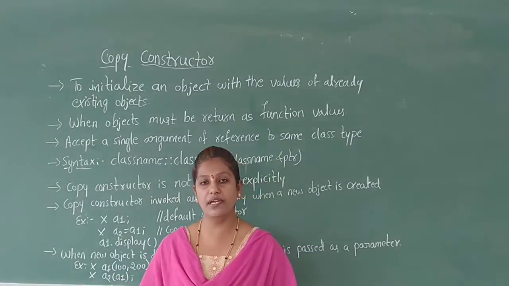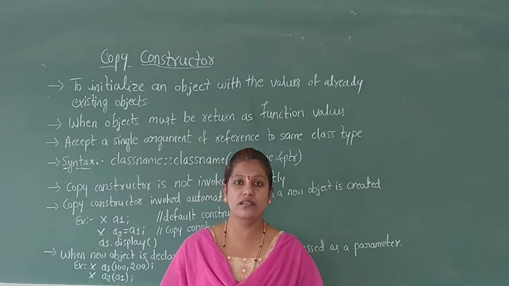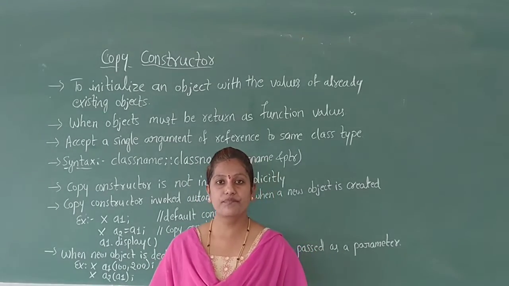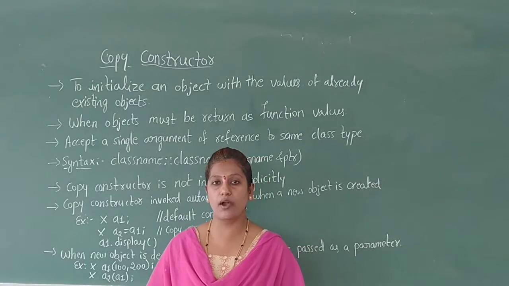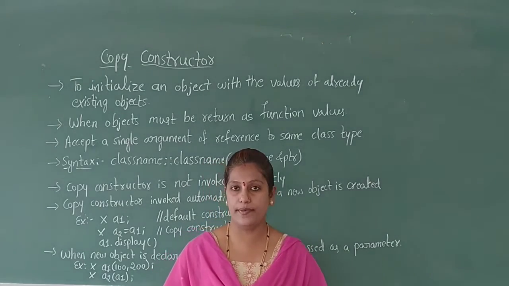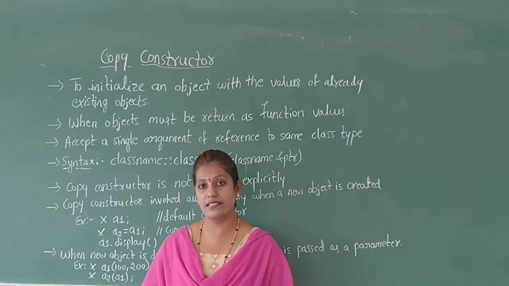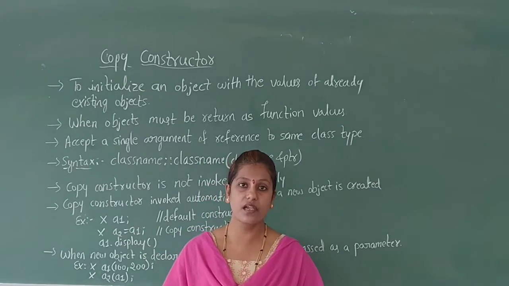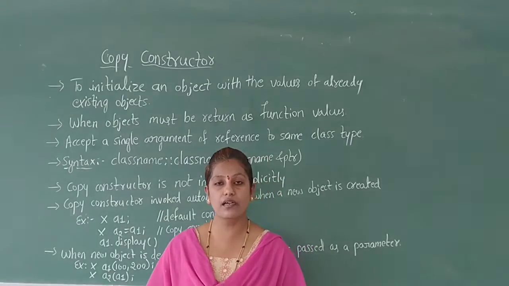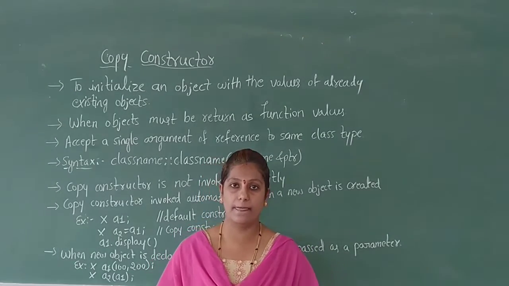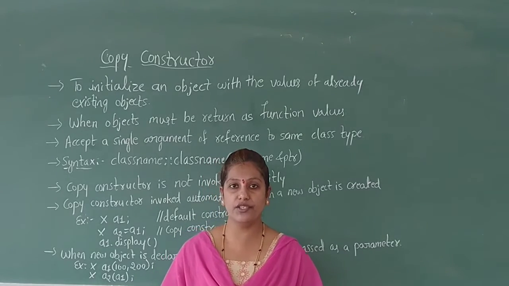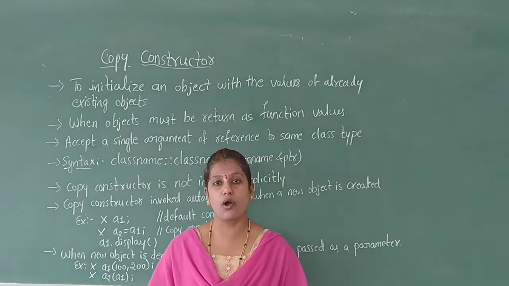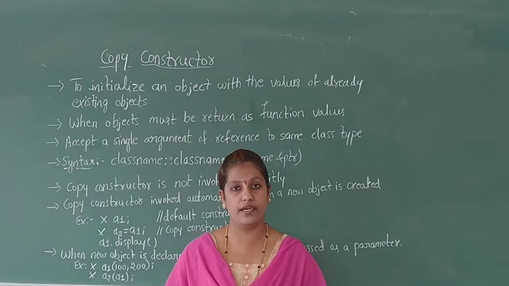We have learned about the parameterized constructor using three methods: explicit call, implicit call, and initialization of an object using the assignment operator. In today's class we will learn the third type of constructor, the copy constructor. A copy constructor is a parameterized constructor using which one object can be copied to another object.